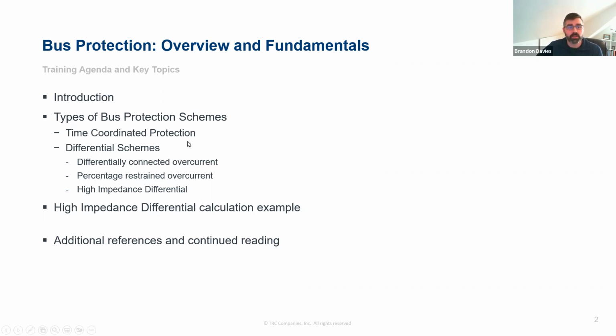We're going to take a look at time coordinated protection, which will be a little bit of a revisit of some of the stuff we talked about in the line protection class, because line protection is a method of protecting power system buses. Then we'll take a deeper dive into differential protection schemes, and we'll touch on differentially connected overcurrent, percentage restrained overcurrent, and then high impedance bus differential protection. We'll wrap it up with a high impedance differential calculation example, assuming we have time.